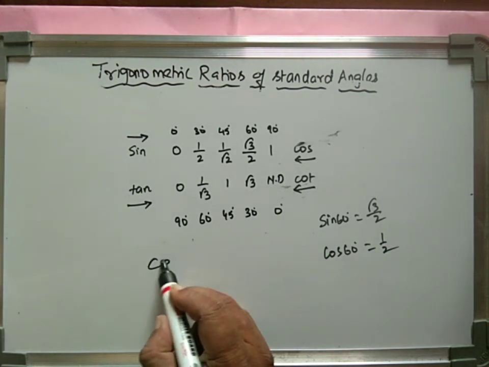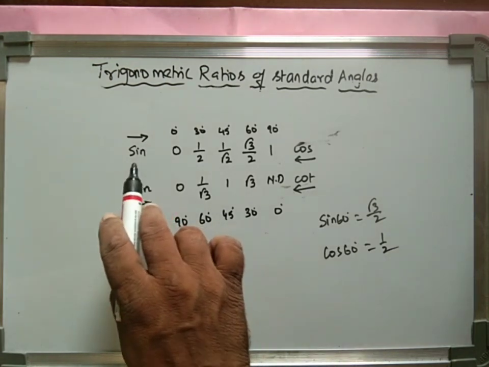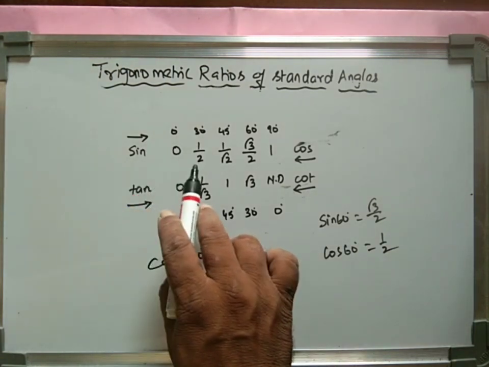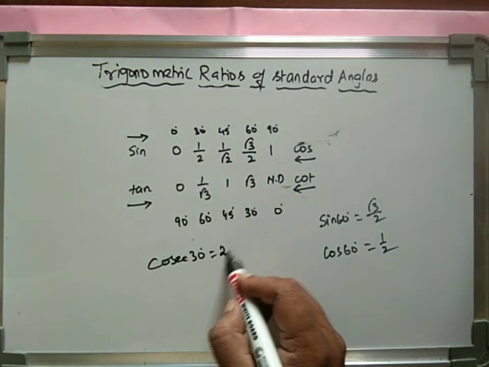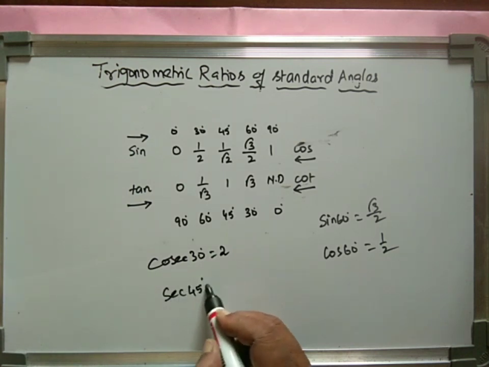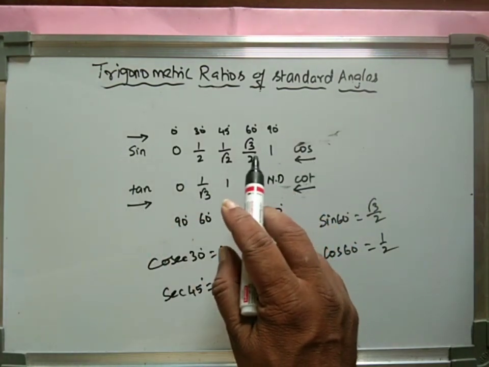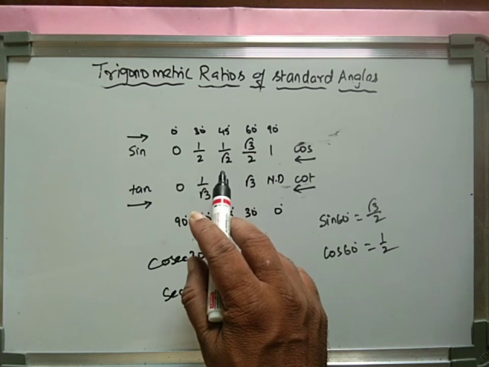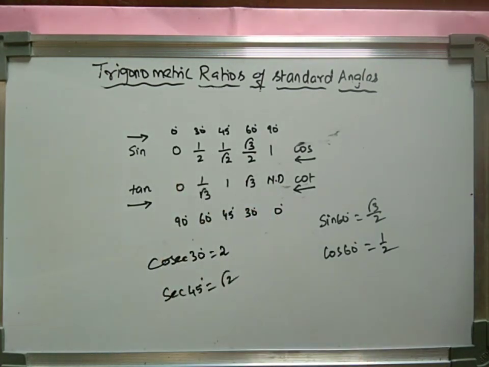Now we want cosecant 30 degrees. Very simple. Cosecant means first you find sine. Sine 0 degree, 30 degree. Sine 30 degree is 1 by 2. This one you do reciprocal. What do I get? 2 by 1, that is 2. Now we want to find secant 45 degree. For secant, first you have to find cos 45. Cos 45 you have to come in reverse. So 0 degree, 30 degree, 45 degree. So cos 45 degree is 1 by root 2. And we reciprocate, we get root 2.